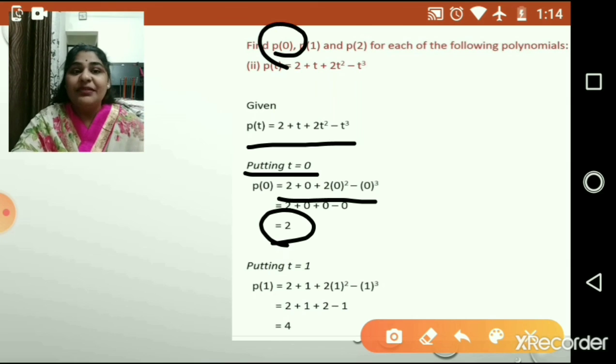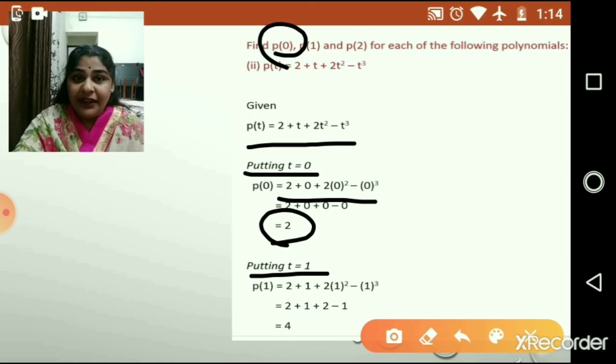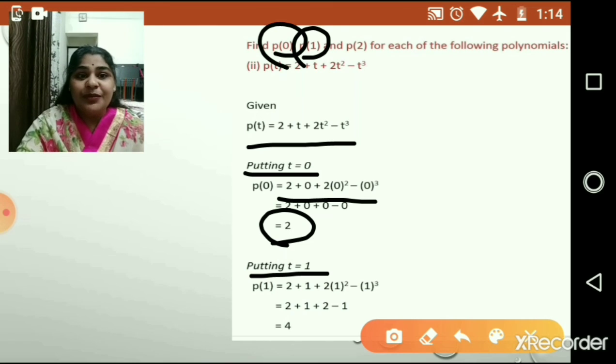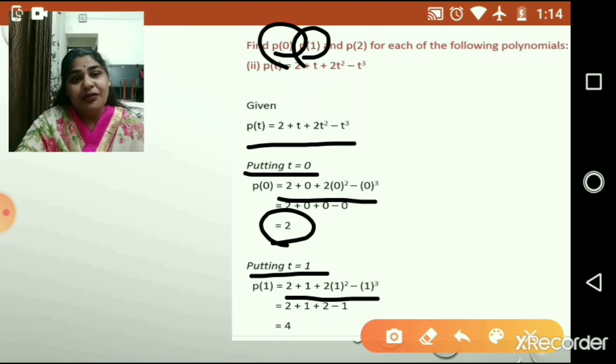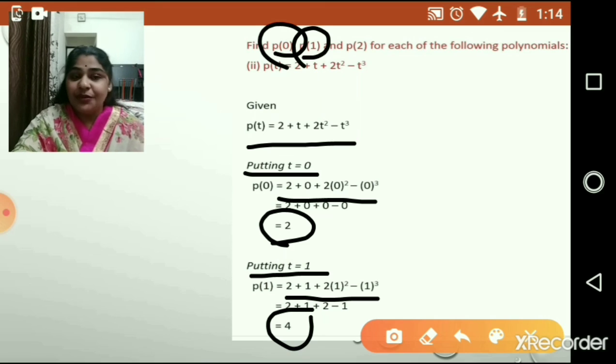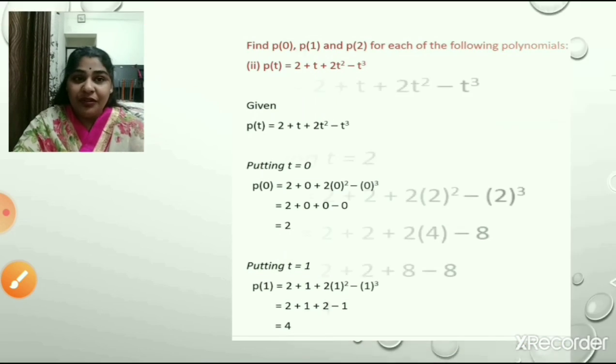Similarly, putting t is equal to 1 because we are now finding p of 1, right? So p of 1 is equal to, again substitute wherever you see t, the value 1, and whatever you get, that is the solution, children. Alright, similarly p of 2 also you can find out.